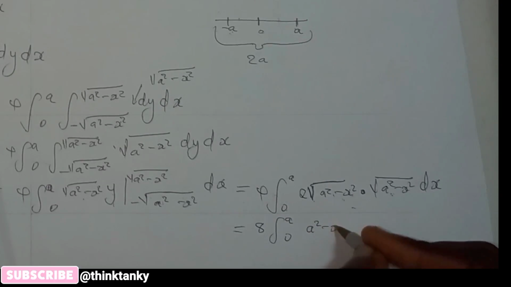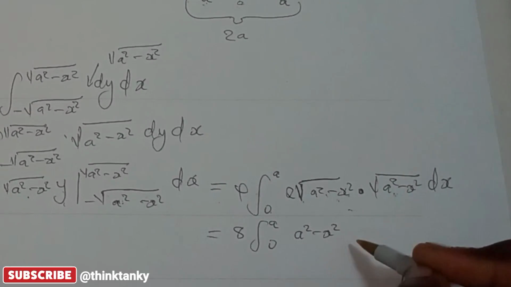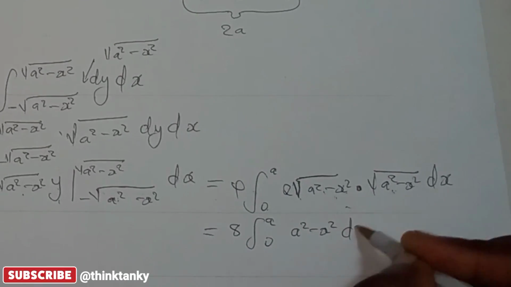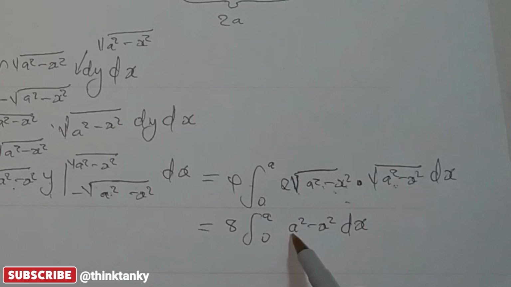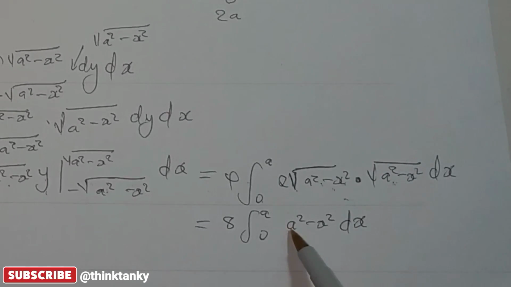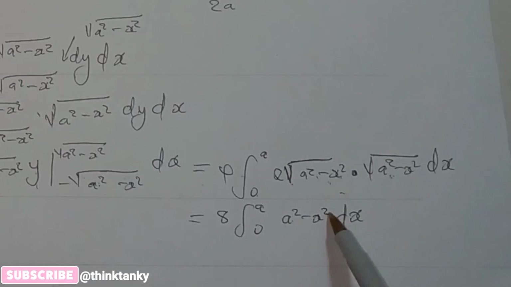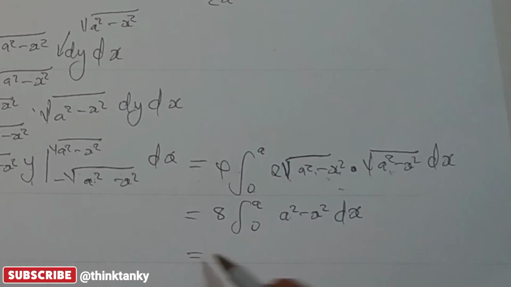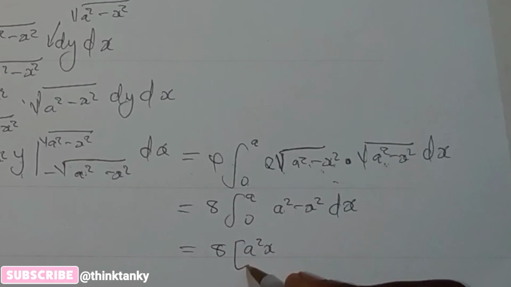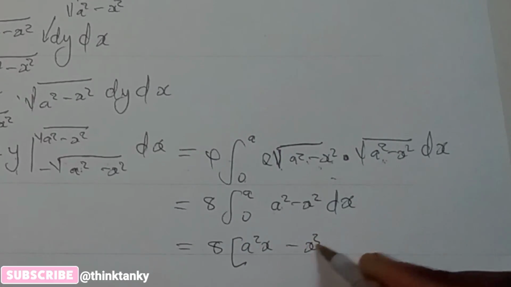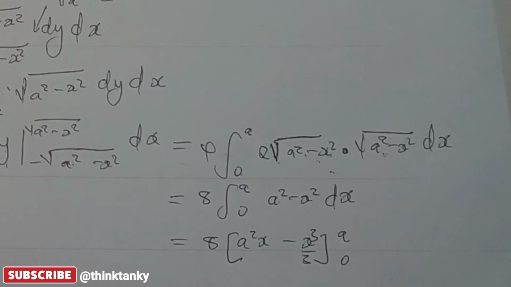a squared minus x squared. And now I have to integrate with respect to x. Okay, so this is simple. Treat a as a constant, so I just add x to a squared. Then here I just add 1 to the power of x, then divide by the new power, and this is 8 times a squared times x minus x to the power 3 over 3. Then my limits a and 0.